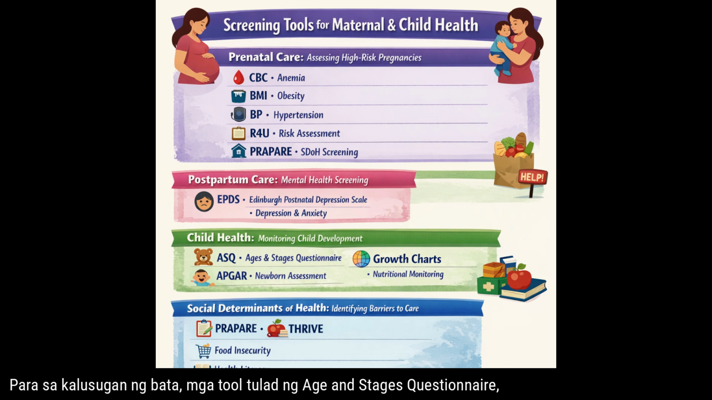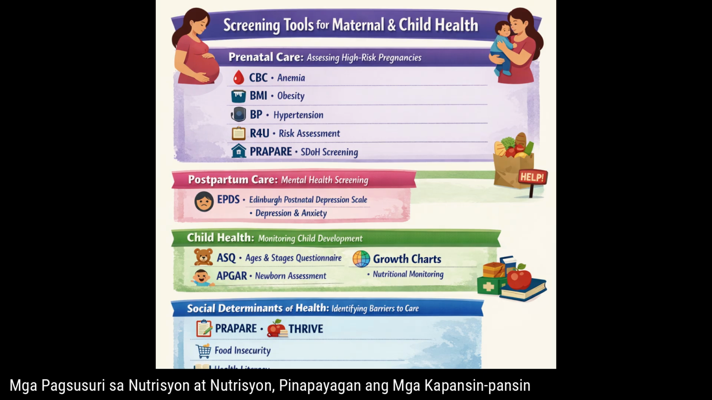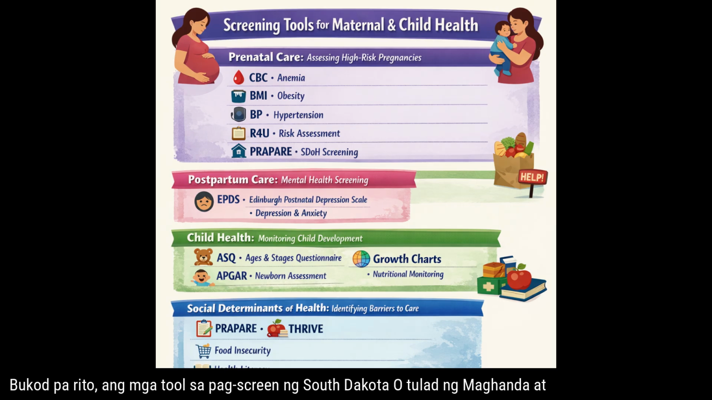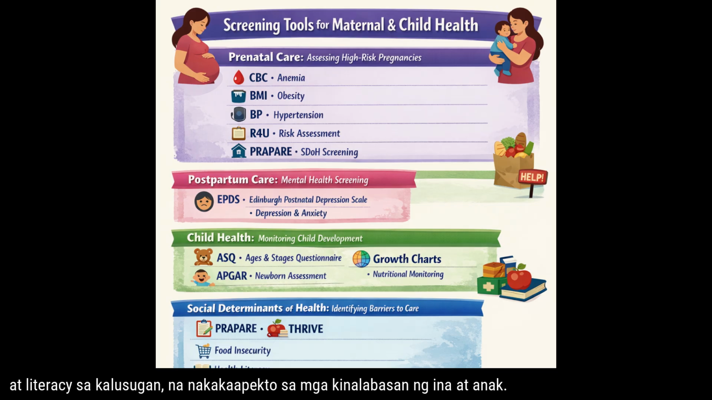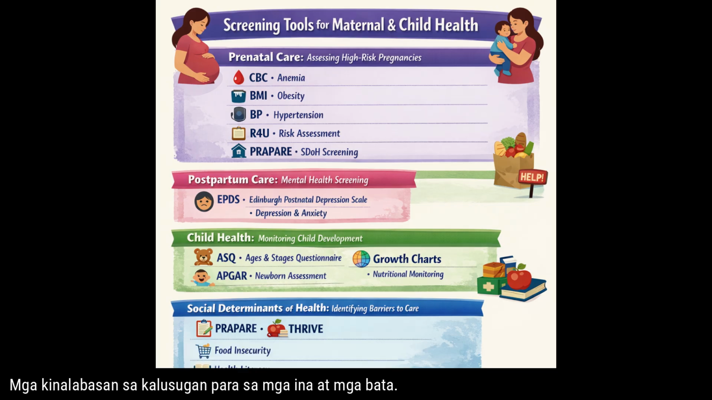For child health, tools such as the Ages and Stages Questionnaire (ASQ), APGAR scores, and growth charts are essential for monitoring developmental milestones and nutritional status, enabling timely referrals and interventions. Additionally, SDOH screening tools like PROPEL and Thrive help identify barriers to care, such as food insecurity and health literacy, which impact maternal and child outcomes. These tools collectively guide evidence-based care and improve health outcomes for mothers and children.